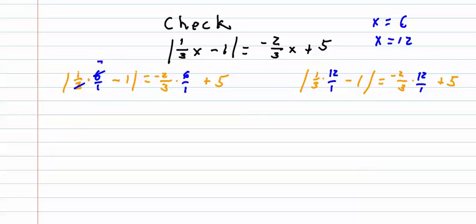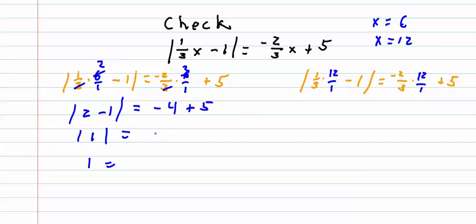3 goes into 6, 2. So I get the absolute value of 2 minus 1, the absolute value of 1, which is equal to 1. 3 goes into 6, 2. 2 times negative 2 is negative 4, plus 5 is equal to 1. 1 is equal to 1. This answer is good.